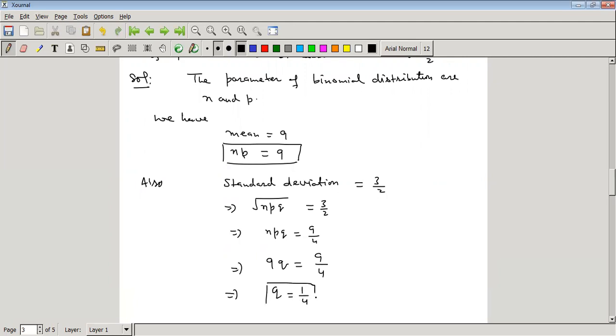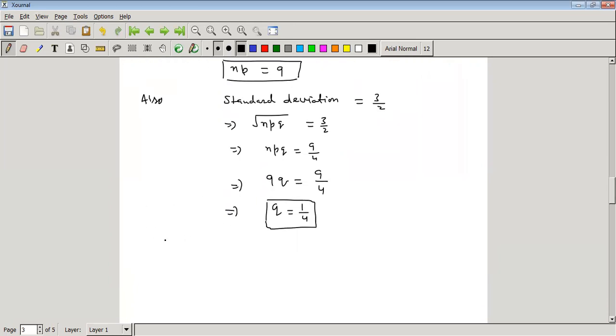So we can find Q. If we find Q, then we can find P. Since P plus Q equal to 1, this implies that P equal to 1 minus Q. So P equal to 1 minus 1 by 4, that is equal to 3 by 4. So we can find P.